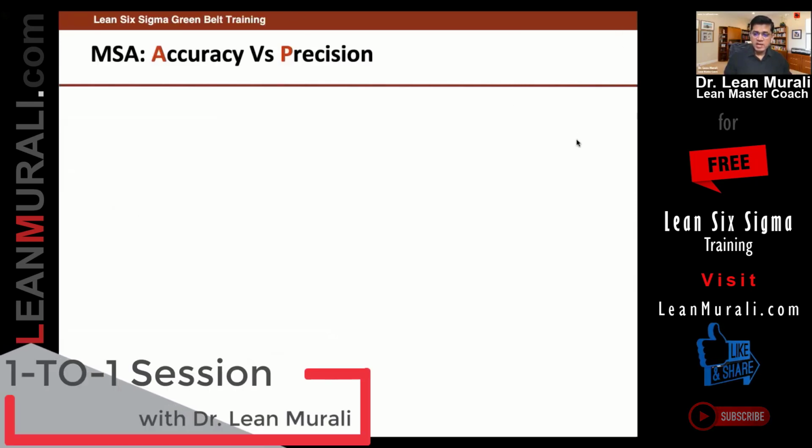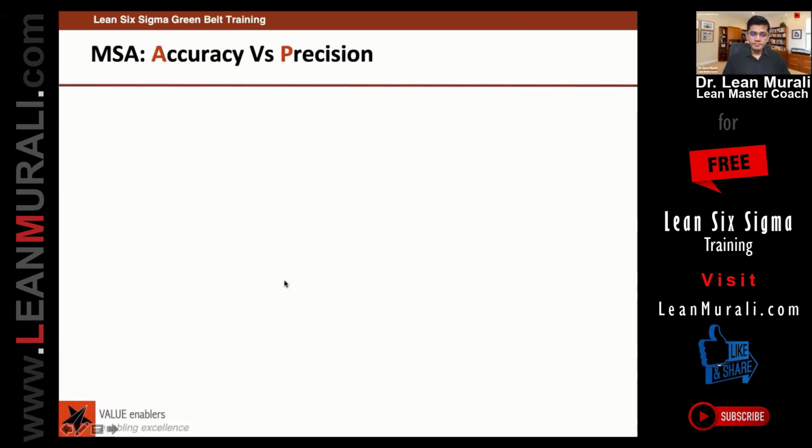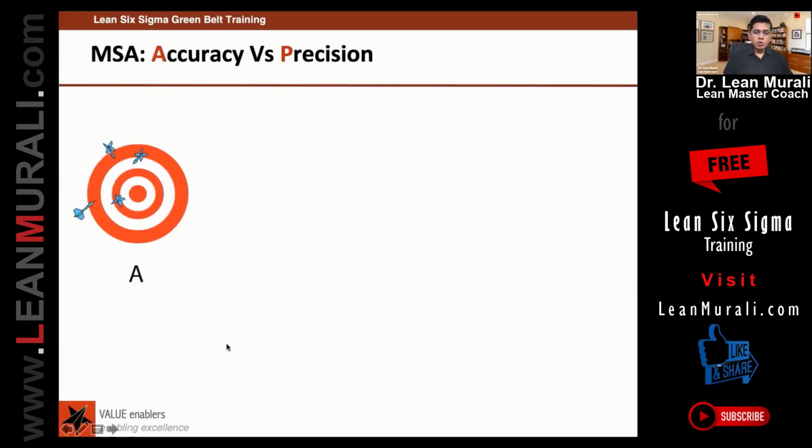measurement system analysis, and the two broad terminologies that we use in this are accuracy and precision. Okay? And we are going to say precision is how much you are able to repeat it, and accuracy is how much you are able to reproduce it. We will see that. MSA is measurement system analysis. Generally, accuracy and precision are illustrated by most Six Sigma practitioners through this dartboard.